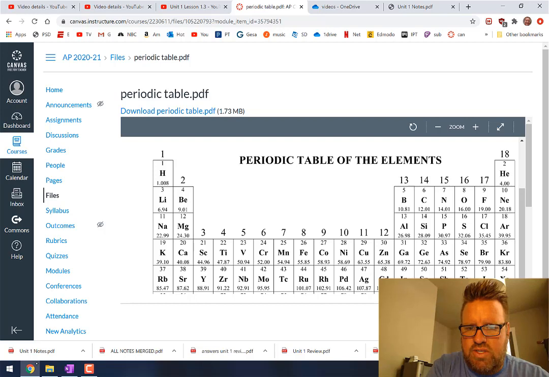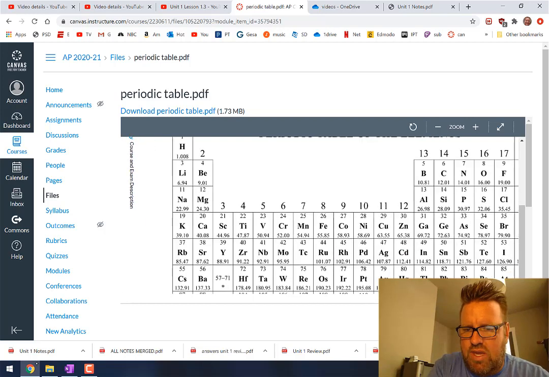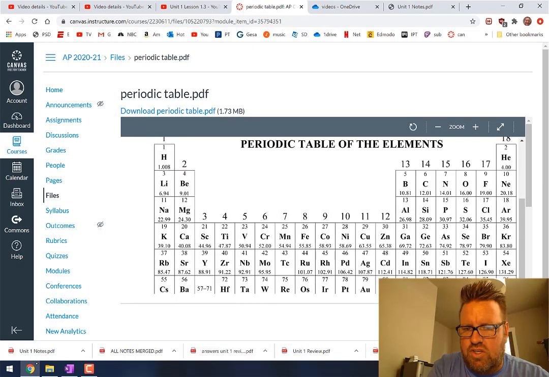1s2, 2s2. And now these are the p subshells over here. So this would be 2p1. Carbon would be 2p2. Nitrogen 2p3, 2p4, 2p5, and then 2p6 is your maximum there.